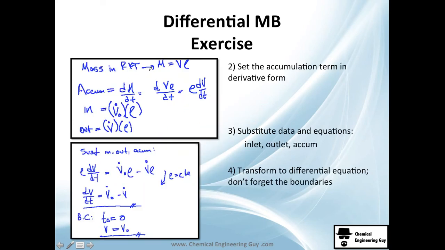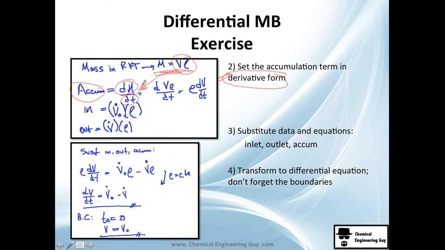Now, since we know that the mass is related by the density, or volume is related to the density and mass, we use this equation, and we just wait for it. Number 2 says set the accumulation term in a derivative form. So the accumulation here is always the change of mass divided by the change of time, which is the derivative of this here.